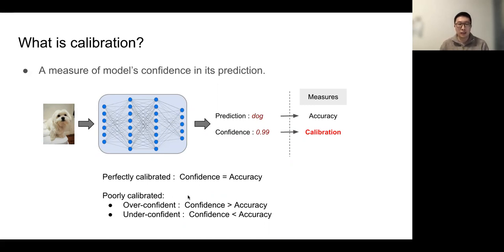The first one is called overconfidence. It means that the output confidence is larger than the actual accuracy of the model in general. And for underconfidence, it's vice versa. The confidence is lower than accuracy. It's obvious that a poorly calibrated model is not good for practical use. We want a model to be close to perfectly calibrated.